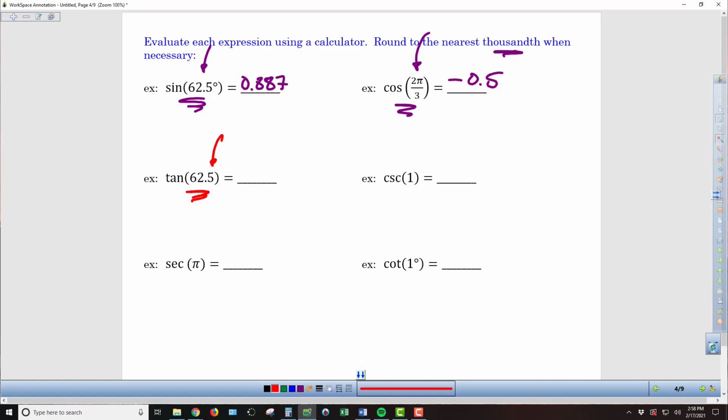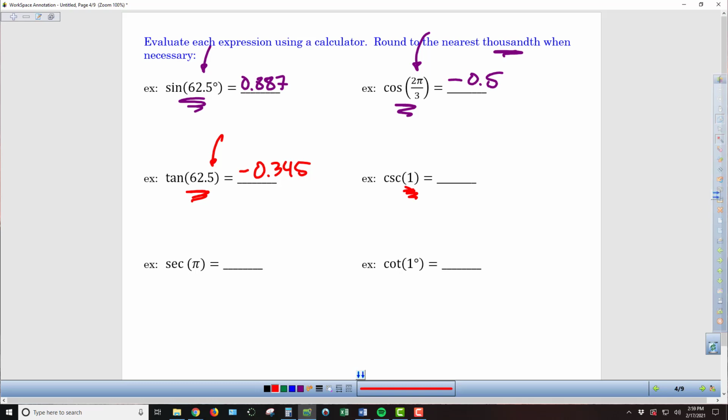So we have to look very carefully to make sure whether the angle being given to us is in degrees or in radians. In this case, because there's no degree symbol, we know that to be radians, and so that means we're going to leave our calculator in radian mode from the last question and then take tangent of that 62.5, and so we get an answer of negative 0.345. The next one again also is in radians, and it's cosecant.